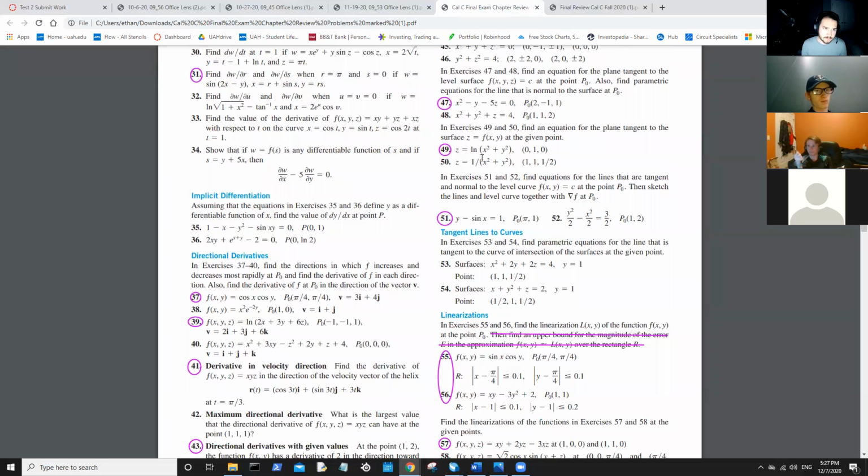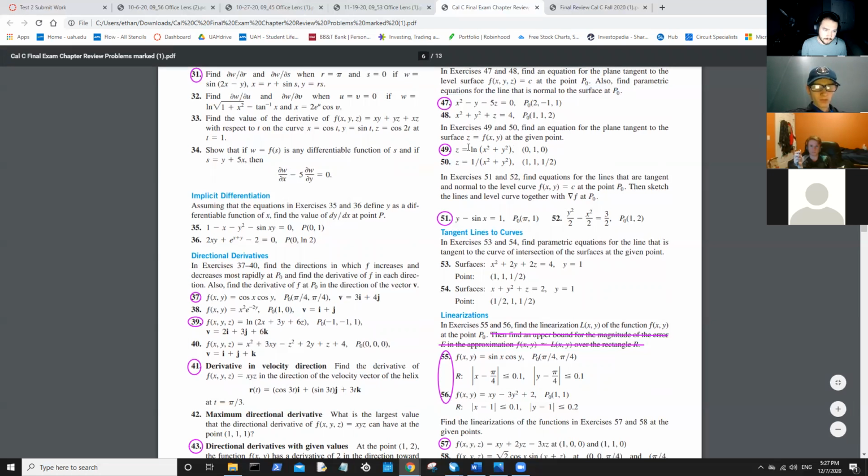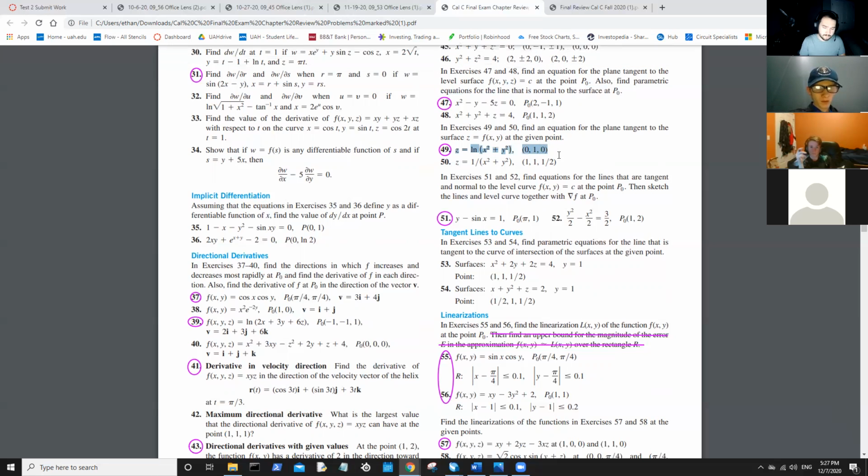All right, let's look at this and see if it's any different. Find an equation for the plane tangent. So we just did this. We're just not doing the parametrizing. Do you guys just want to do 49? It doesn't look too bad, just for extra practice.